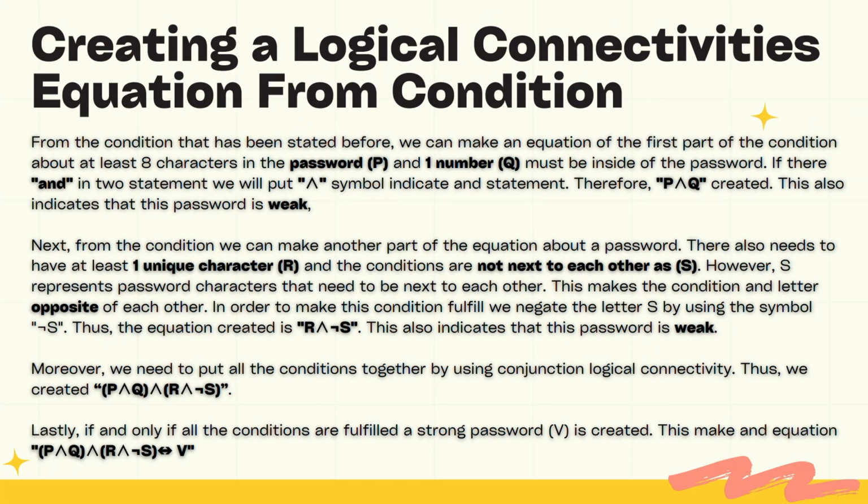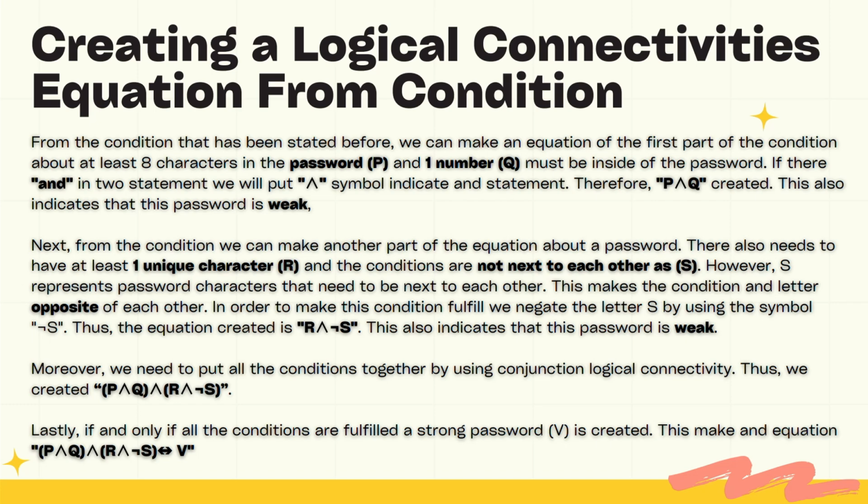For creating a logical equation, we can make an equation of the first part of the condition: at least 8 characters in the password as P, and one number as Q must be inside of the password. If there are two statements, we put an AND symbol to indicate an AND statement. Therefore, P and Q is created. This also indicates that this password is weak.